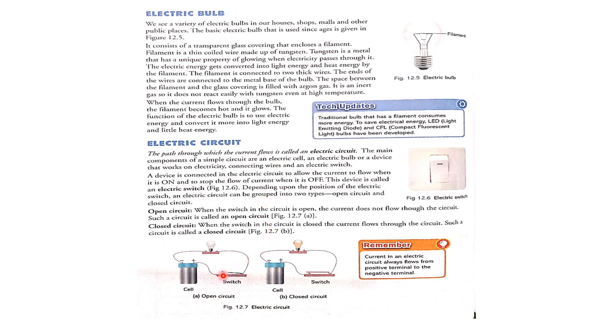So you see here the switch is open, so the bulb is not giving any light. So this is the open circuit. Now closed circuit. When the switch in the circuit is closed, the current flows through the circuit. You see this one, the switch is closed, so the bulb is glowing here. Such a circuit is called a closed circuit.